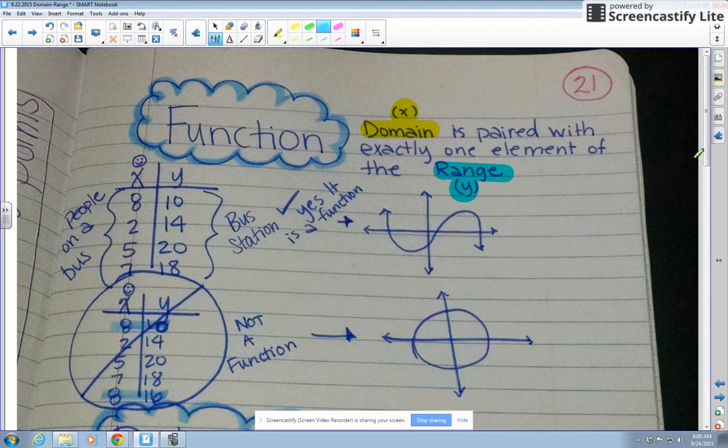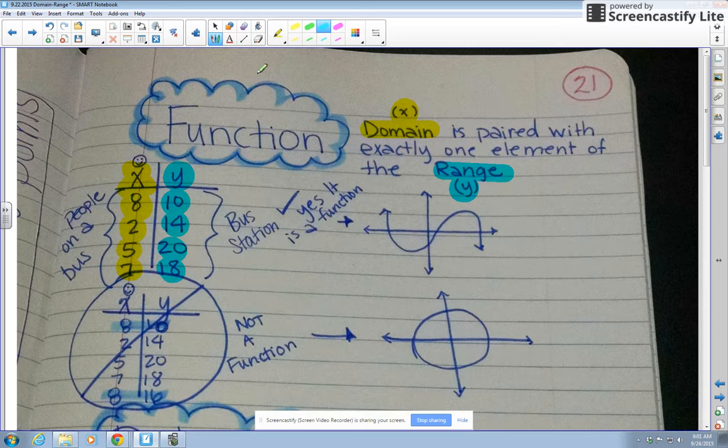So a neat little way that we try to remember what a function is or is not is we use the people on a bus example. Our little x looks like a little person, and these are people with jersey numbers. So there's 8, 2, 5, and 7. Then we have our range. Our range is the bus stations, 10, 14, 20, and 18.